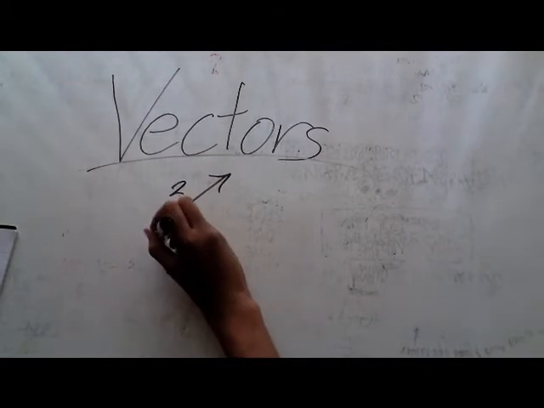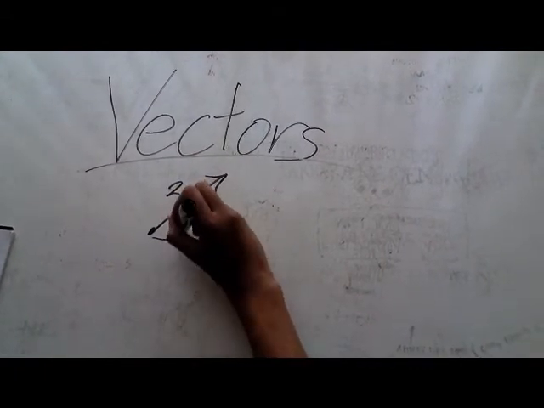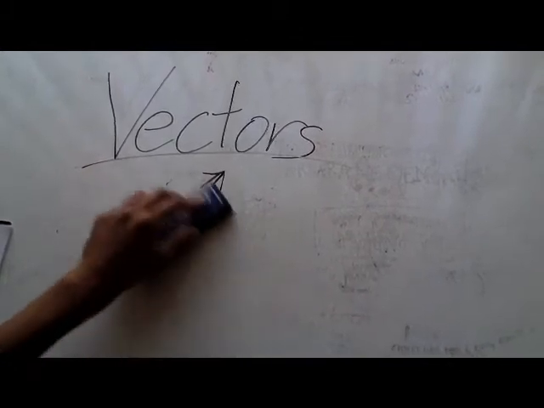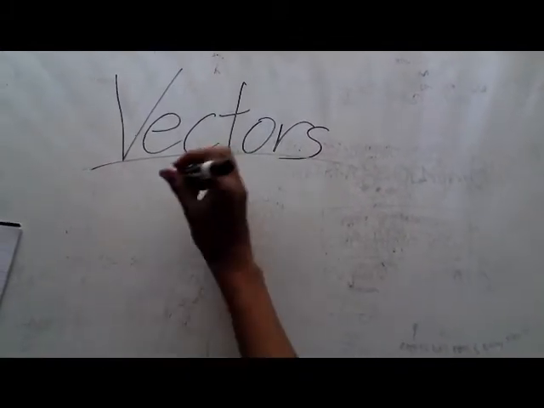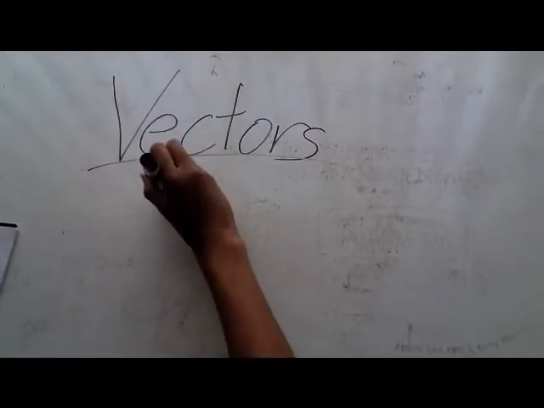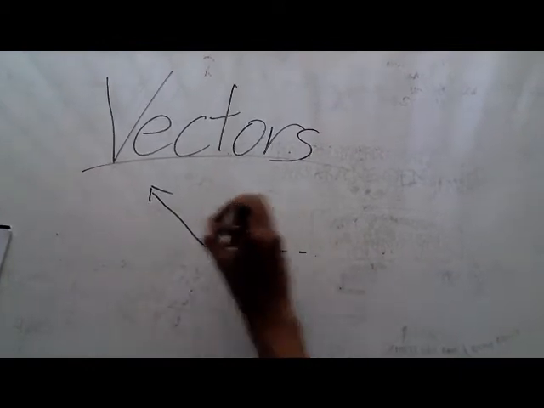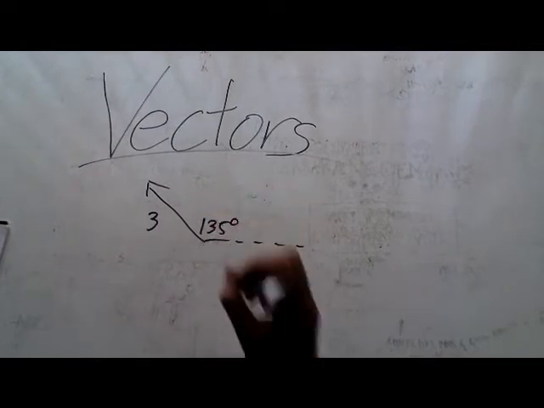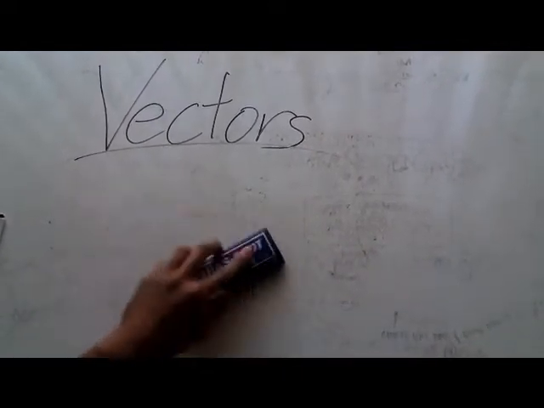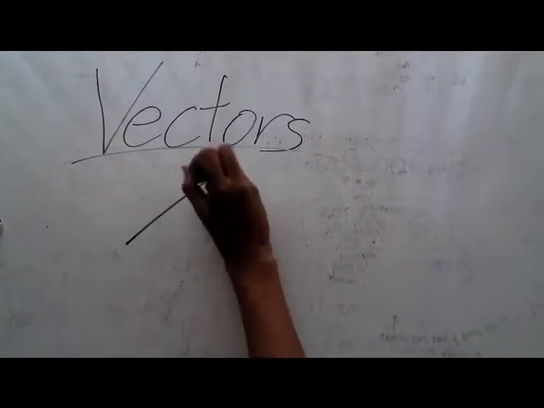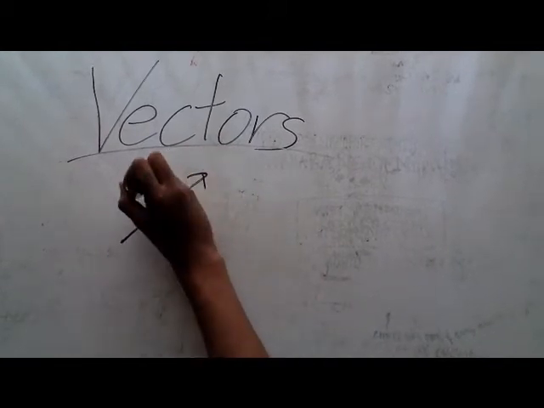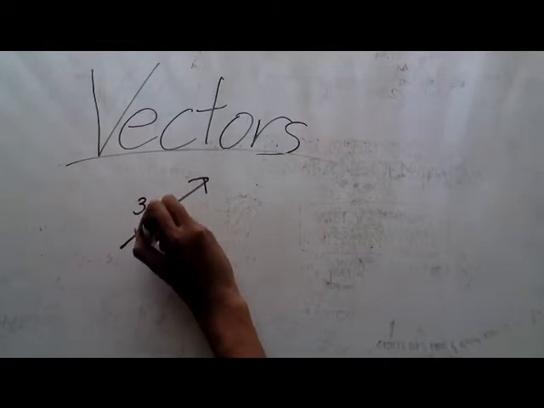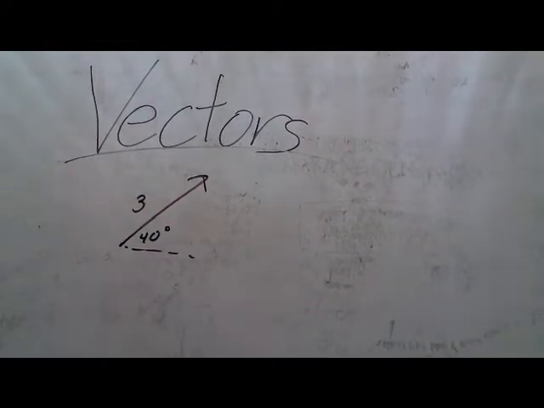This vector has a magnitude of 2 and an angle of 45 degrees. While this vector has a length of 3 and an angle of 135 degrees. While this vector has a length of 3 and an angle of 40 degrees.